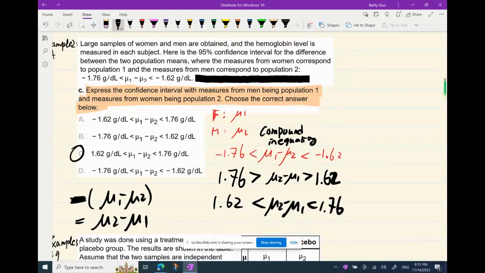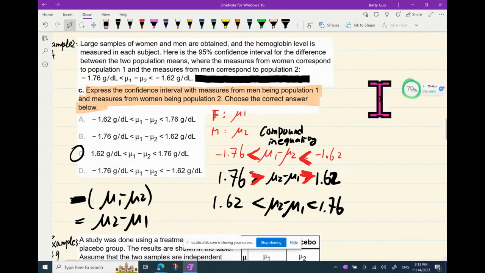Let me repeat the rule. When we multiply all the parts in an inequality by the same negative number, we have to switch the direction of the inequality symbol. The direction of the inequality symbol is this way, the alligator chasing the stuff on the right. But after we multiply all the three parts by -1, you have to flip the direction. You have to flip them like that.